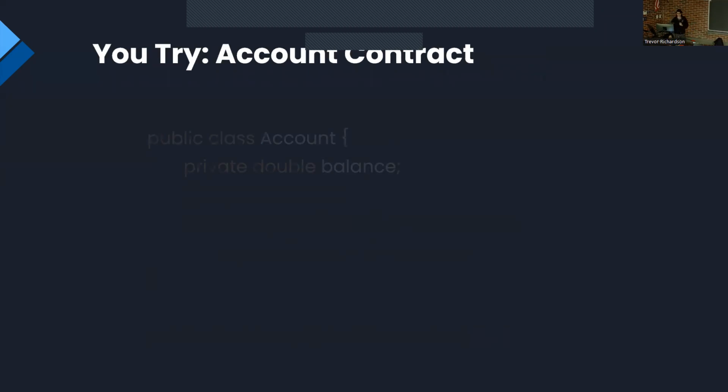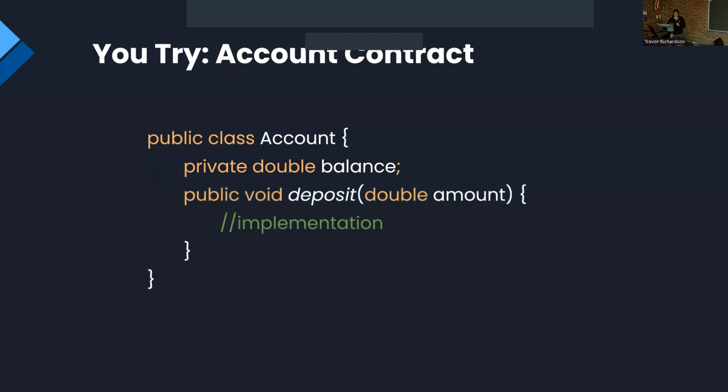All right. So we're going to do another quick try-it-yourself thing. And this is basically for an account. So we have some type of account, like just a simple bank account or whatever else. And we have a balance, which in this case is a decimal number. And then we have some function here called deposit, where we have a double amount. Okay. So what do we think our preconditions and postconditions here should be?